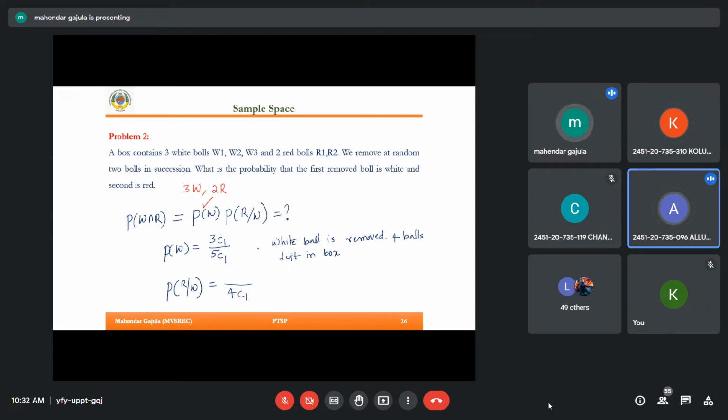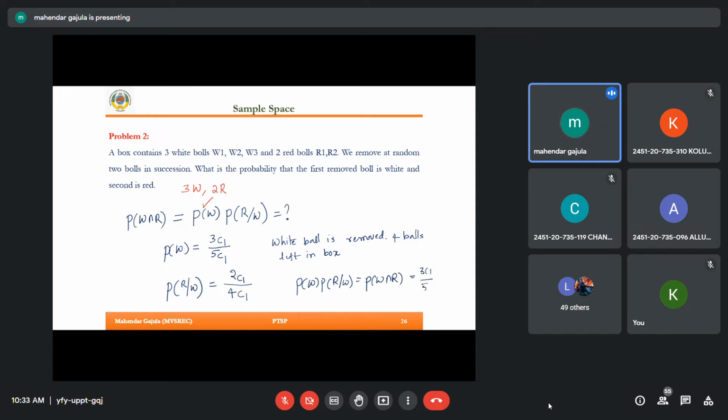2 Red balls, how many, sir? 2 Red balls are there. So 2C1. Now probability of W, probability of R given W is equal to probability of white times probability of red given white, which is 3C1 by 5C1 times 2C1 by 4C1. That's 3 by 5 times 2 by 4. So it is 3 by 10 or 6 by 20. Any doubt?